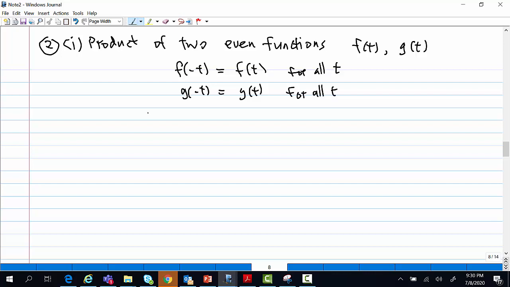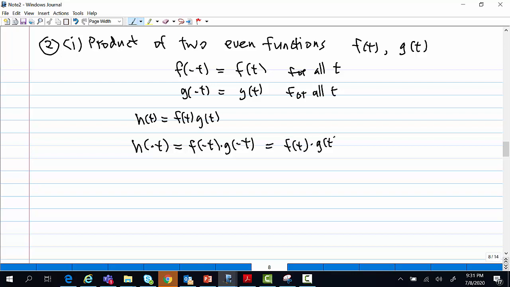So now our product, let's say h of t, is equal to f(t) and g(t) multiplied together. Let's see what happens when t changes to minus t. Then it becomes f of minus t, g of minus t multiplied together. But f of minus t is the same as f(t), and g of minus t is the same as g(t). So that means this is actually equal to h of t. So h of minus t is the same as h of t. So the product of two even functions is even.